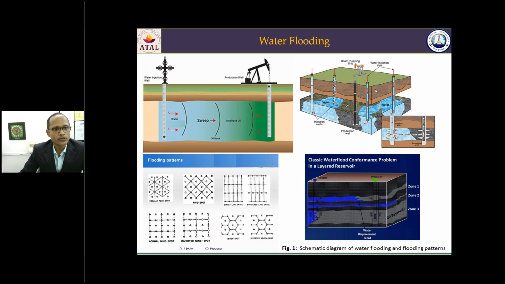So these are the injectors. As I told you, the water is injected through the injectors, and it is produced through the producing wells. So they are arranged in a particular pattern. So it is also called pattern water flooding. There are different types of geometrical patterns in which the injector and the producer are arranged. So it may be a normal 5-spot pattern, 4-spot pattern, regular, or skewed.